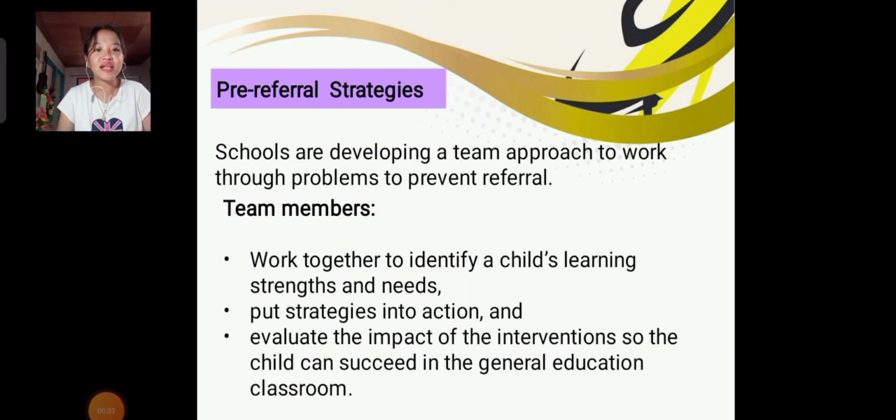In pre-referral strategies, schools are developing a team approach to work through problems to prevent referrals. So we have RIT, or the Researcher Intervention Team. Its purpose is for team members to work together to identify a child's learning strengths and needs, put strategies into action, and evaluate the impact of interventions so the child can succeed in the general education classroom.